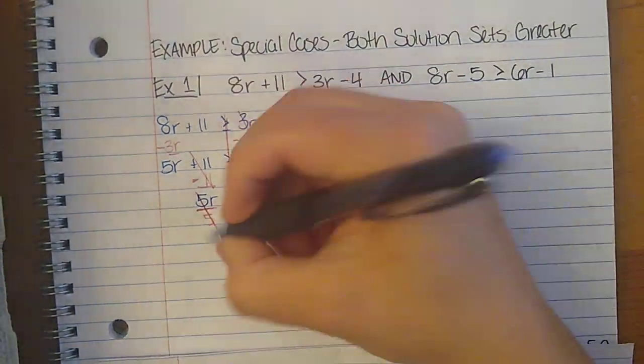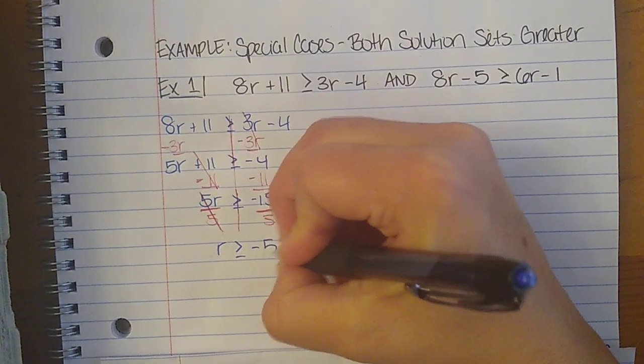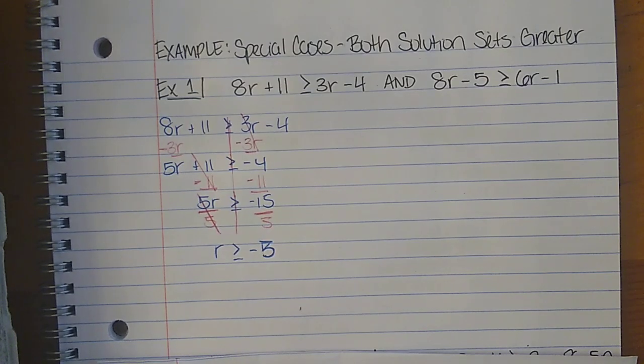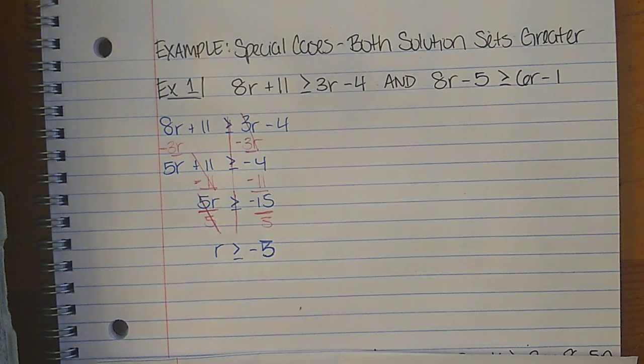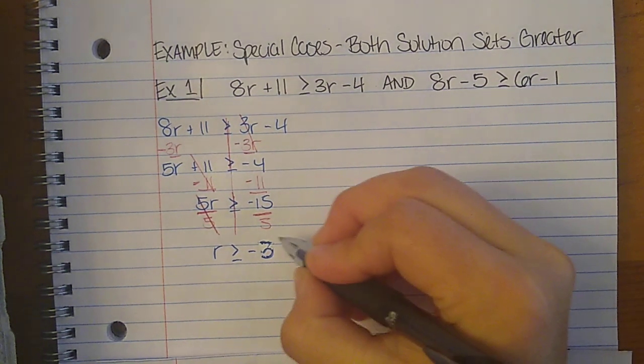So divide by 5 to finish. So I have r is greater than or equal to -5, or -3 rather, sorry, because -15 divided by 5 is -3. So we have r is greater than or equal to -3 for one piece of our solution set.